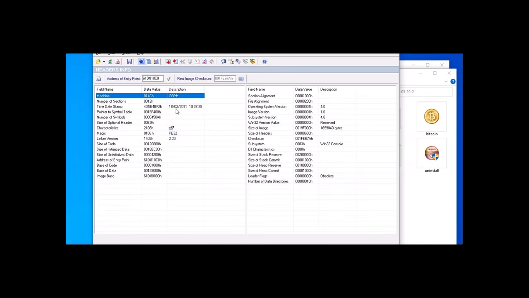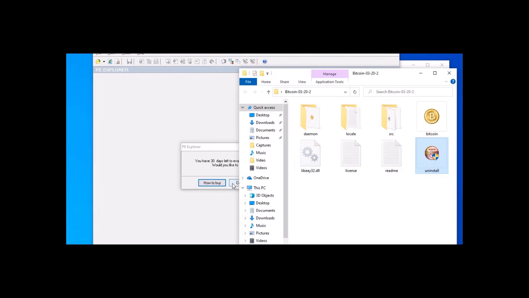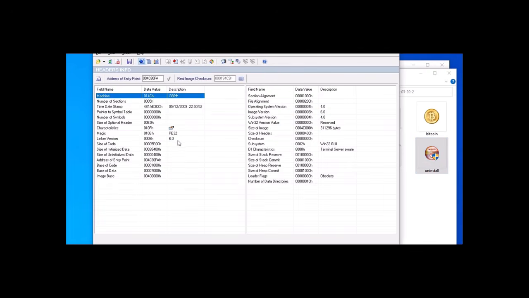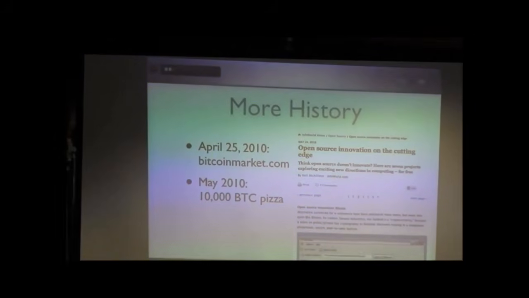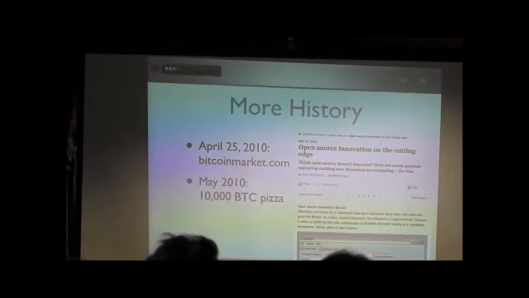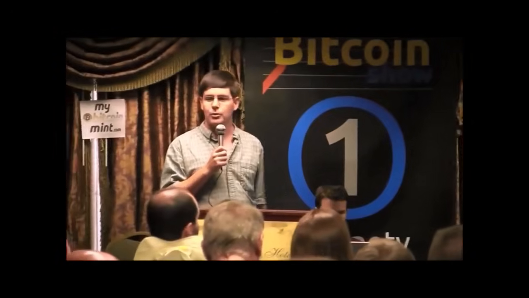So the interesting part is this file. It says compiled on 2009 and has linker version 6, but this is on Gavin Anderson's computer. But do you guys remember what Gavin Anderson said at the first Bitcoin conference about when he became aware of the Bitcoin project? "I first heard about Bitcoin from this article, which came out in InfoWorld on May 24th, 2010, which was an article about 7 interesting open source projects."